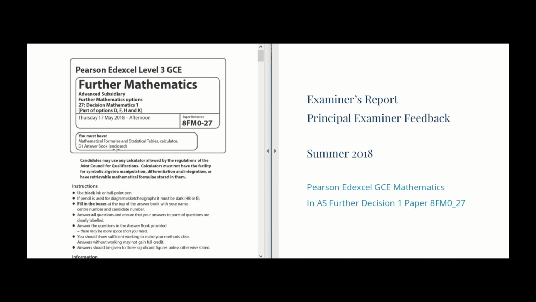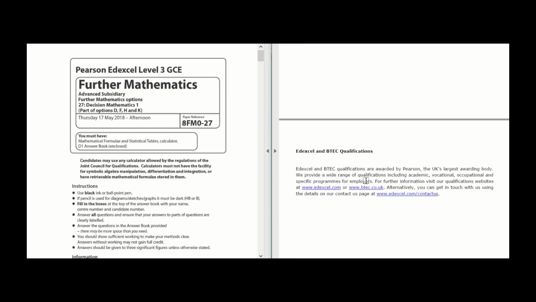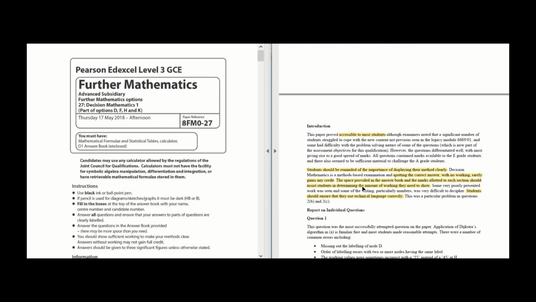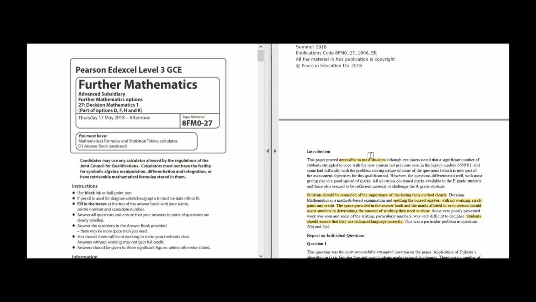Okay, so I think at this point it's a good idea to take a quick look at the examiner's report for this particular paper. In terms of the overall comments, I've highlighted the important bits from the examiner's report, which of course you can take a look at. Now, this paper seemed accessible to most students. That's the first thing I noticed, which is pretty good. It's only the AS level, so I think this paper should be fairly straightforward to most people.